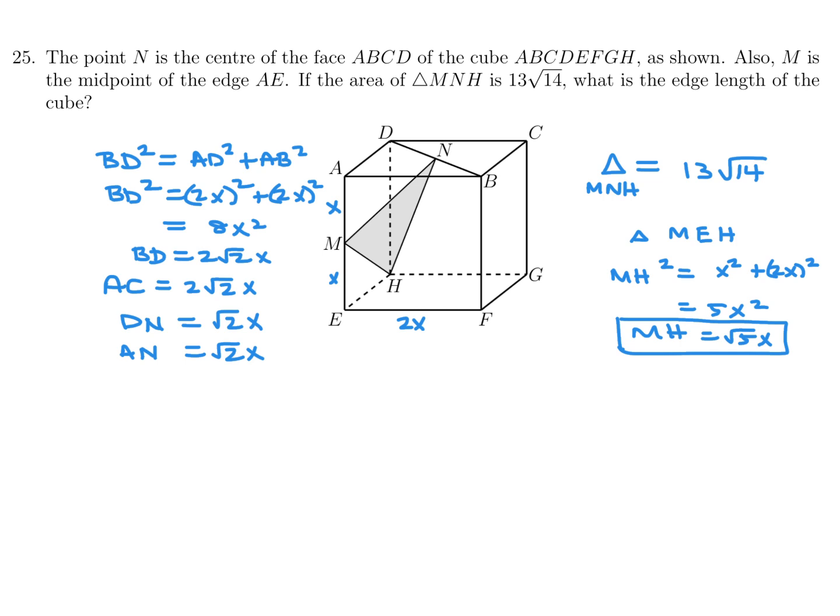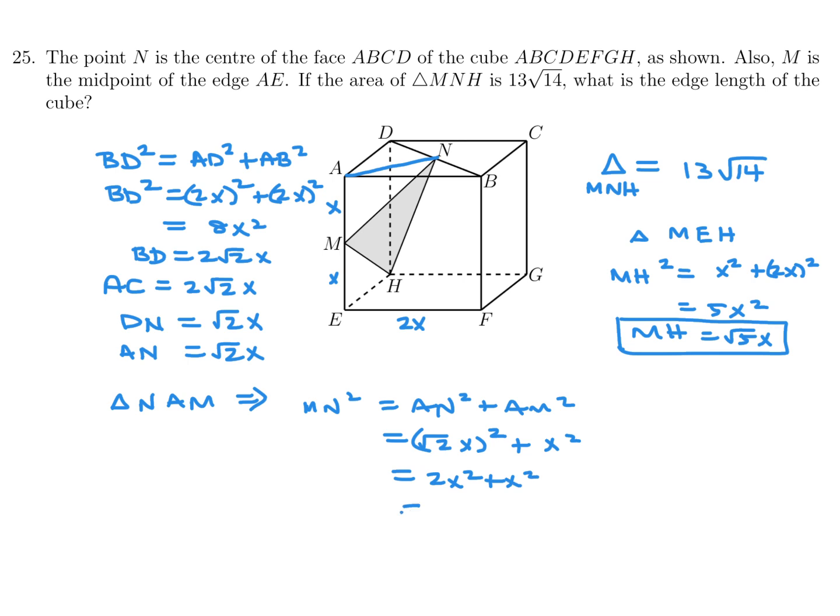So then in triangle NAM, let's draw that in, in that triangle, MN squared would be equal to AN squared plus AM squared. So that's going to be root 2x all squared plus x squared, and therefore 2x squared plus x squared. So that'd be 3x squared. So MN would be root 3x. Okay, so we've got MN, we've got MH, I just need NH.